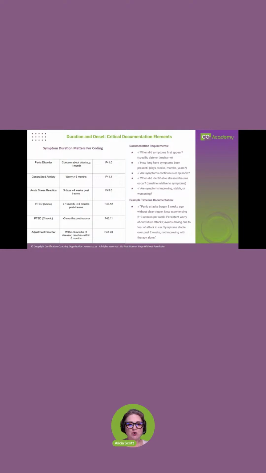So what are the documentation requirements that we want to see? When did symptoms first appear? Specific date or time frame? How long have the symptoms been present? We've got days, weeks, months, years that need to be documented. Are symptoms continuous or episodic? When did the identifiable stressor or trauma occur? And you need the timeline relative to the symptoms. And are symptoms improving? Are they stable? Or are they getting worse?